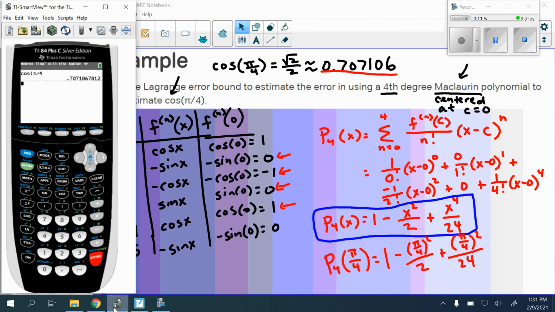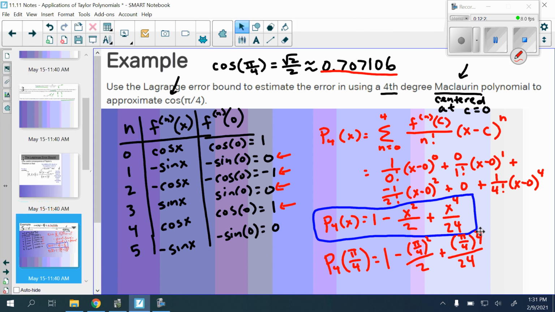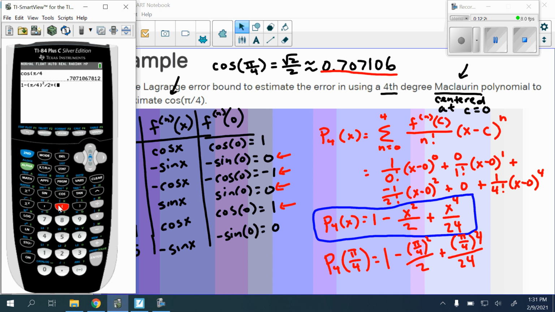So on our calculator, we're going to go 1 minus pi over 4 squared, and we want to divide that by 2 plus, and we got, whoop, I wrote the wrong number here. This should be to the fourth power here. So we got pi over 4 to the fourth power, and we want to divide this one by 24. And if we do that, here's our approximation.